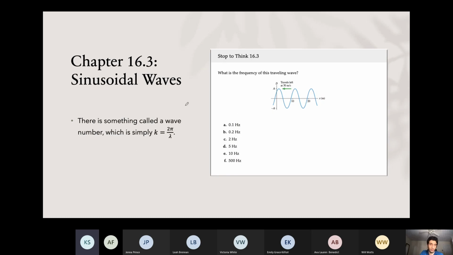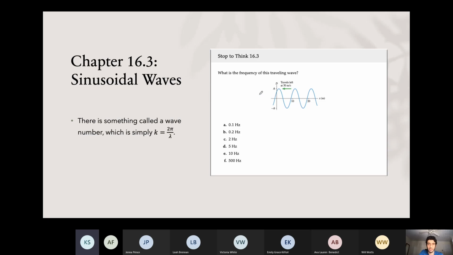There's something we call k, and k is the wave number. Wave number is simply 2 pi over lambda, and that helps a lot when we write the equation of the amplitude over time, or the displacement over time.